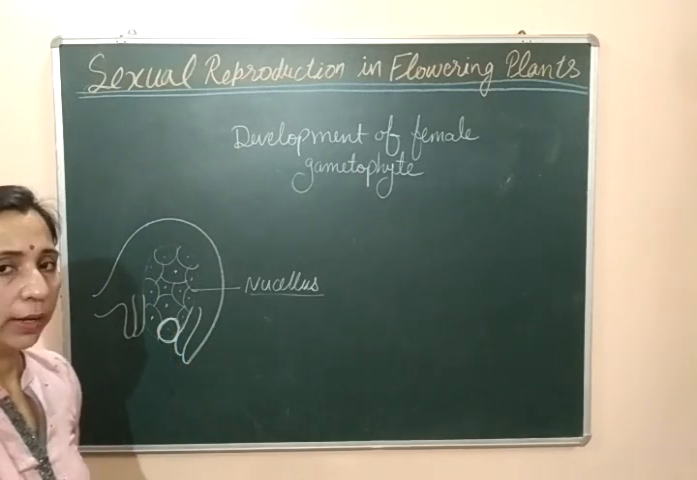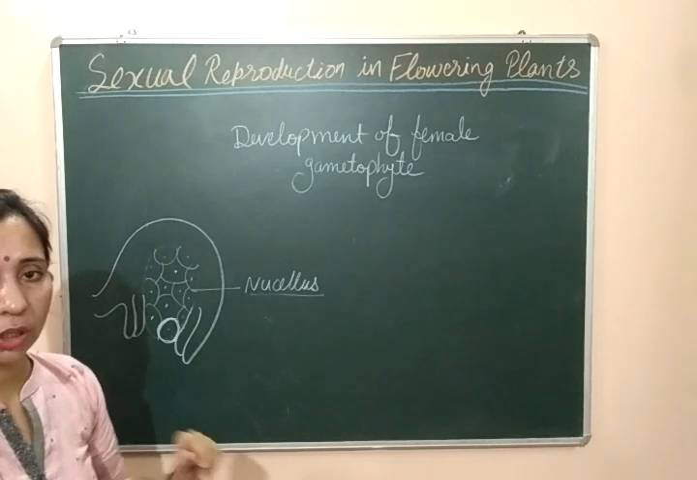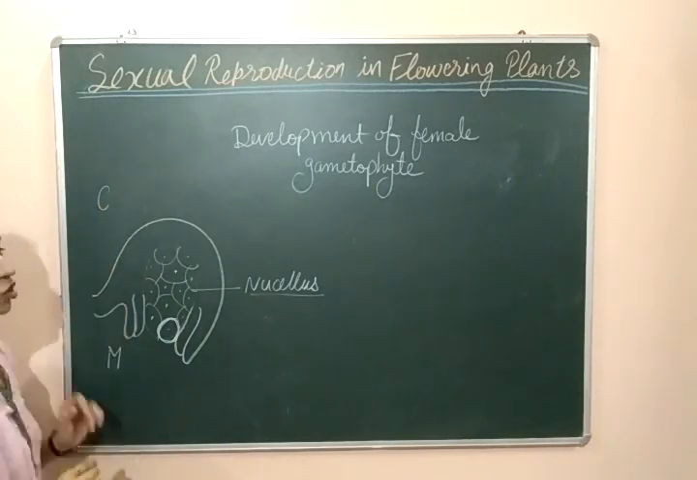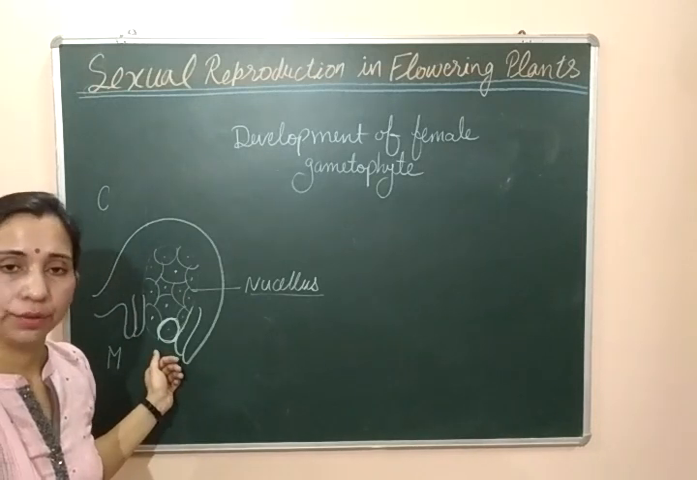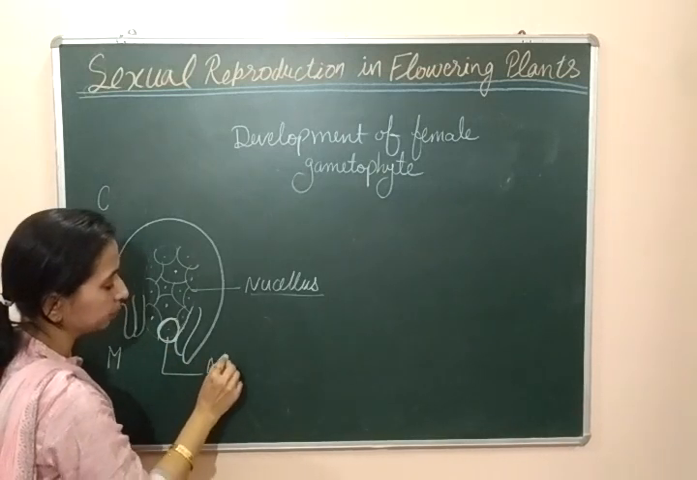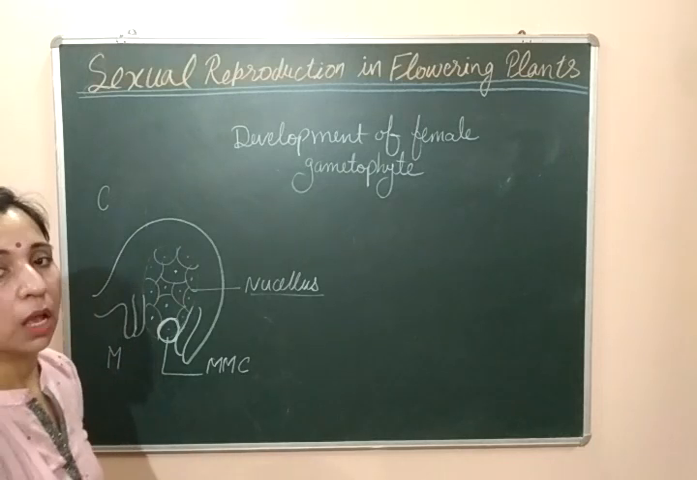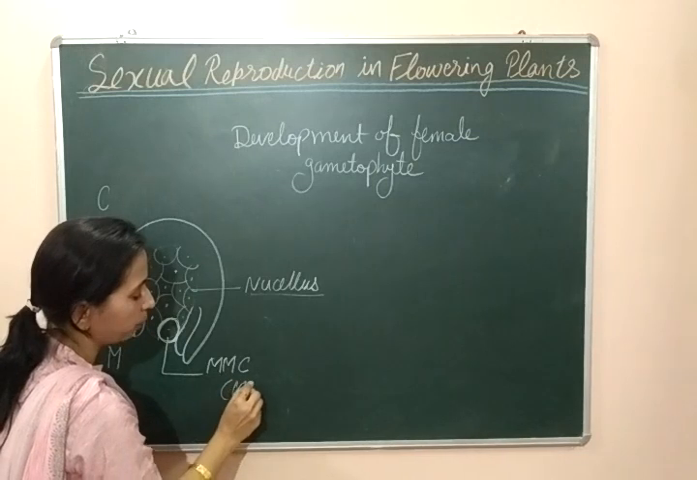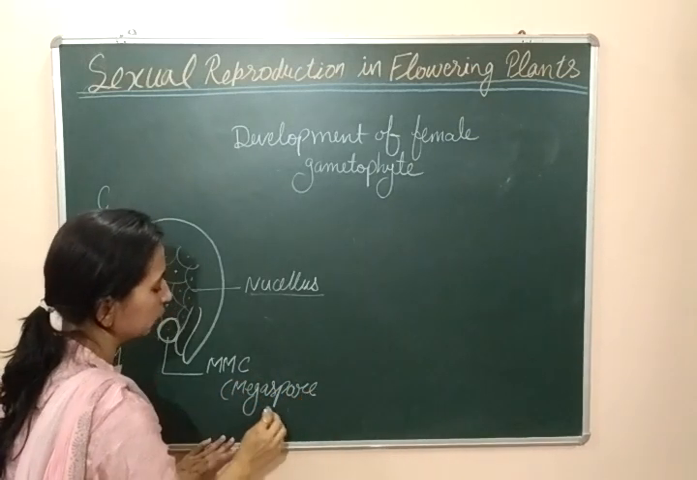Like in the previous video, I told you when we talk about the female gametophyte, we always have to mention the pole. So this is our micropylar end and this pole is our chalazal end. Micropylar end पे एक cell होगी वो size में increase हो जाएगी, and that cell is known as MMC. MMC means Megaspore mother cell.